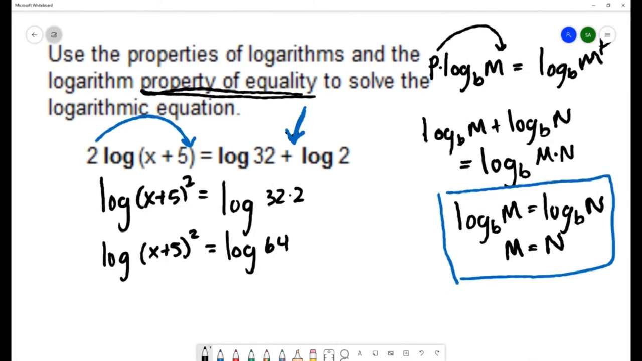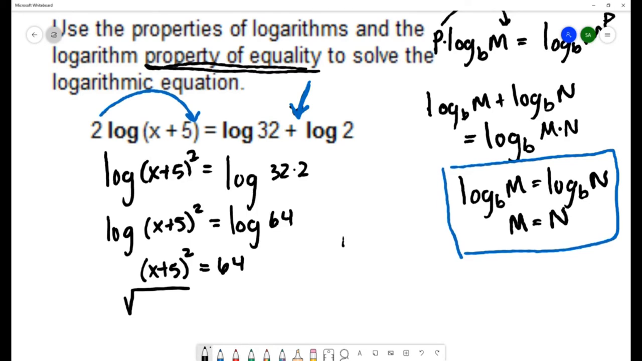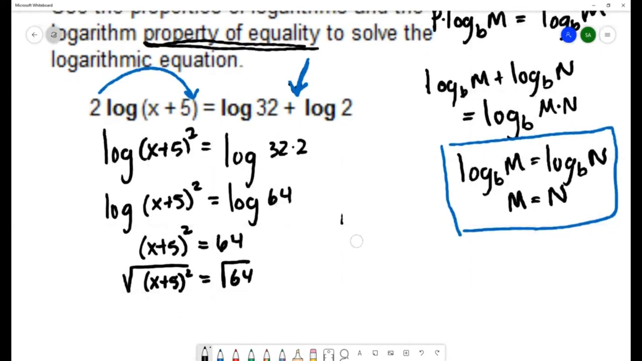And now that I have a single log on both sides of the equation, I can use that property of equality. So what's inside the log on the left, x plus 5 squared, has to equal what's inside the log on the right, 64. And now I have a simpler equation that I know how to solve. I'm going to solve this by getting rid of the square on both sides, by square rooting it. The square and the square root cancel each other out, leaving me with x plus 5 equals plus or minus the square root of 64, which is 8.